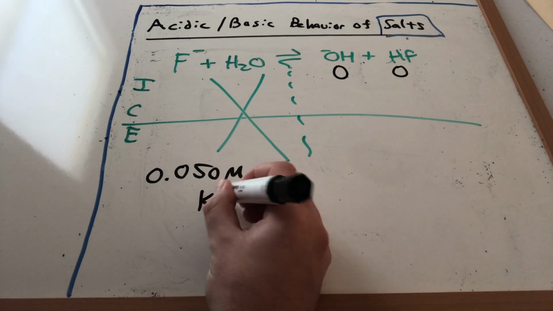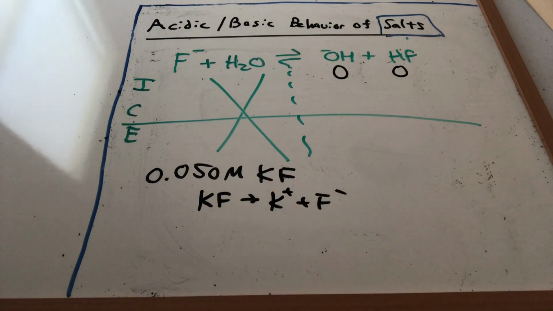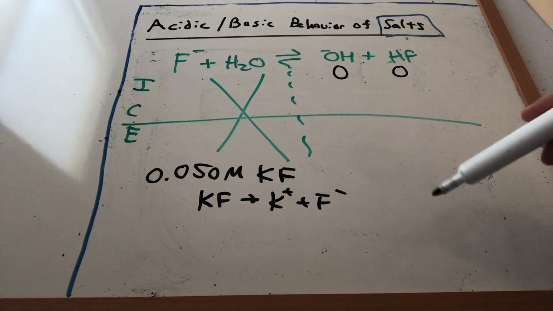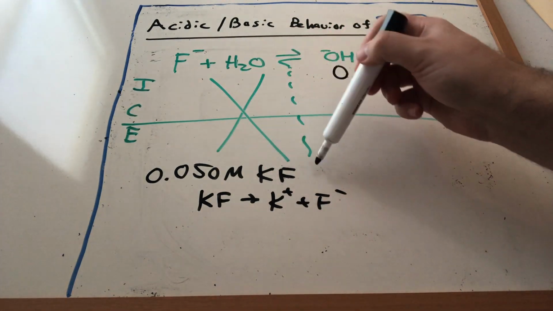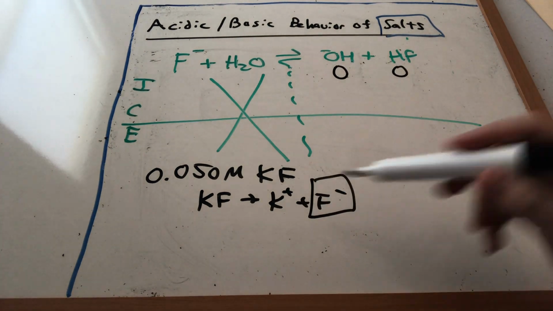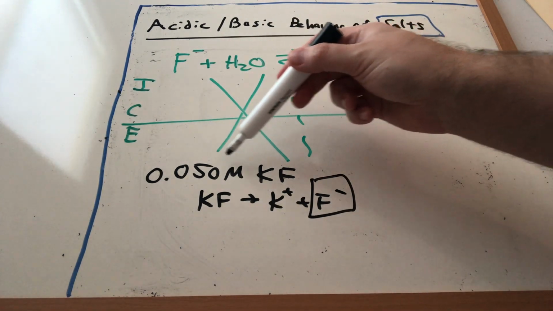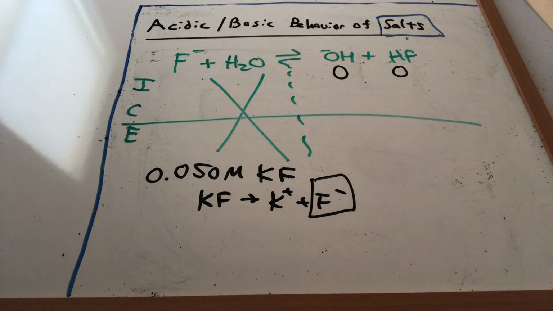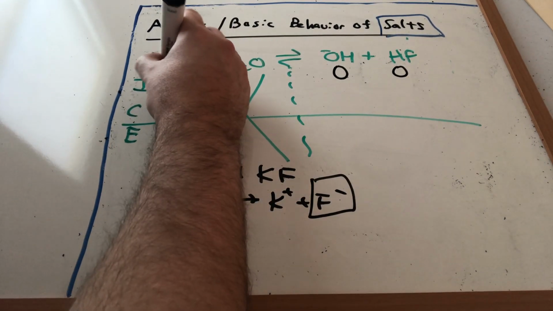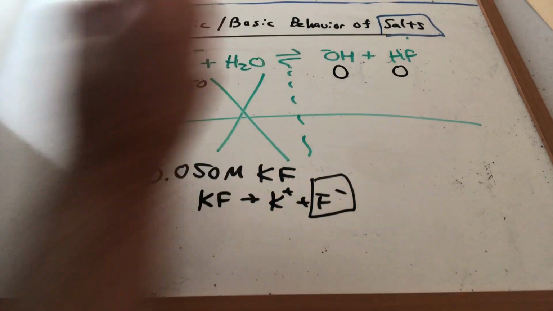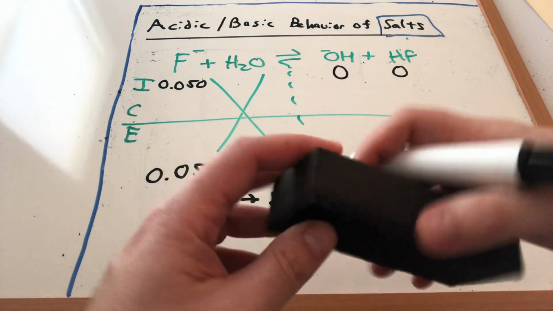Well, remember what we wrote down before. KF dissociates completely into a K plus and an F minus, and we started our analysis there. So wait a second, from last semester or even earlier this semester, if I started with 0.050 molar KF, what's my concentration of F minus? Well, all these relationships are 1 to 1. So if I have 0.050 molar KF, then my initial F minus concentration is 0.050 as well.